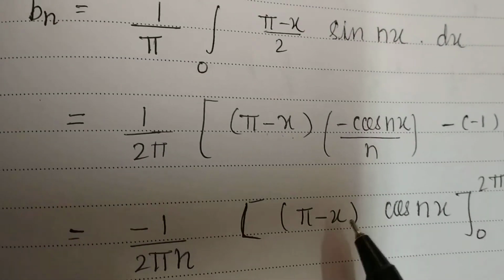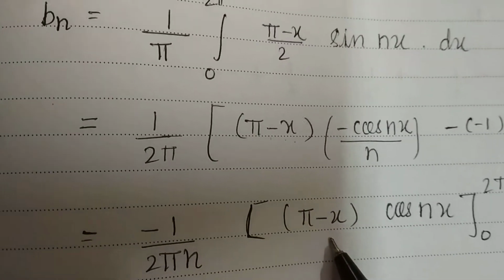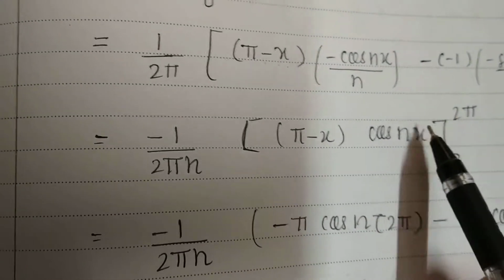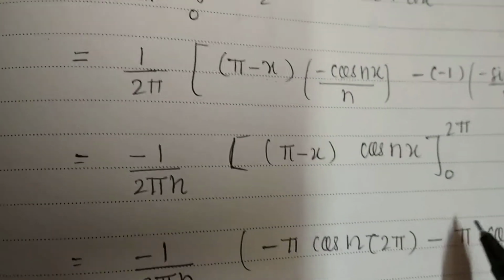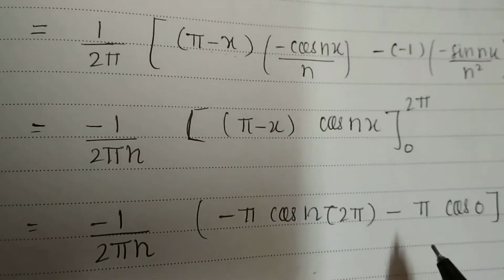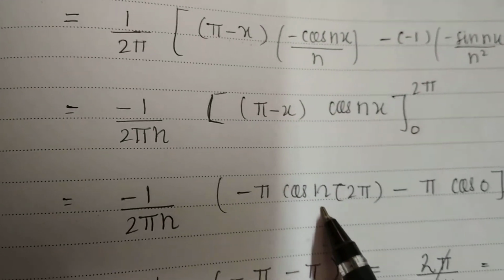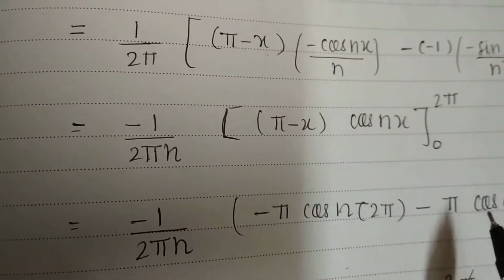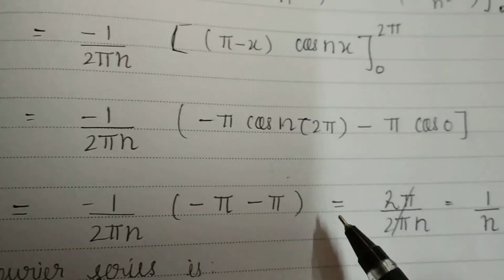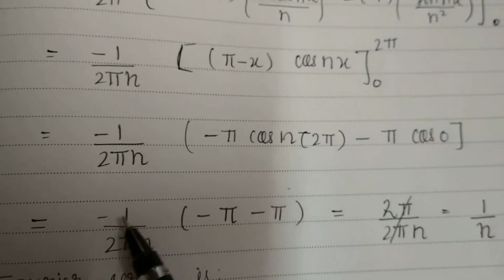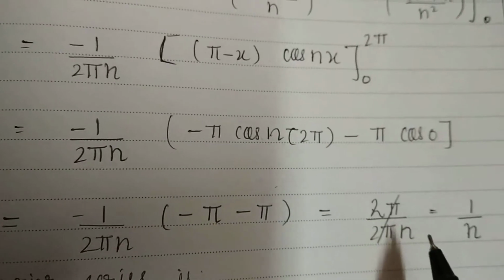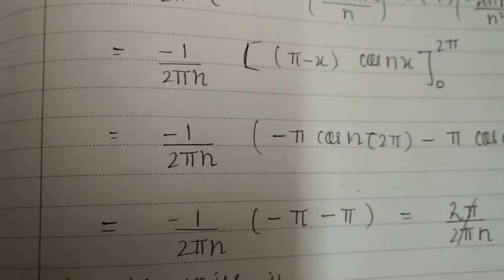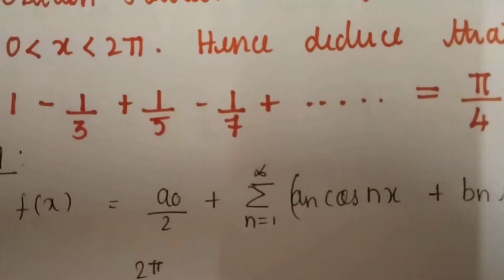Now when we substitute 2 pi here, pi minus 2 pi gives us minus pi into cos n of 2 pi, minus pi into cos 0. We know that cos of 2n pi and cos 0 is 1. That will become minus pi, that is minus 2 pi. And minus into minus is plus. So that will be 2 pi divided by 2 pi n. 2 pi and 2 pi get cancelled. So we get our bn is equal to 1 by n.